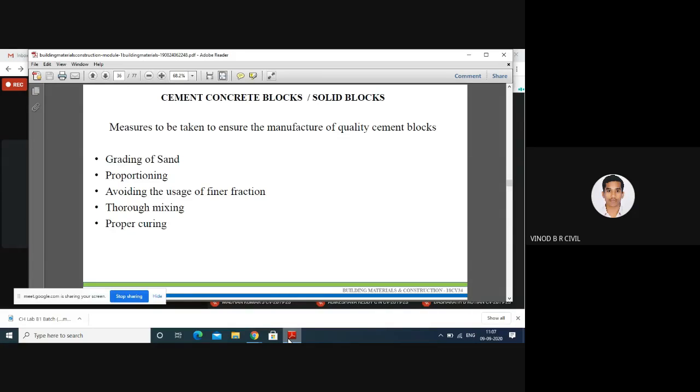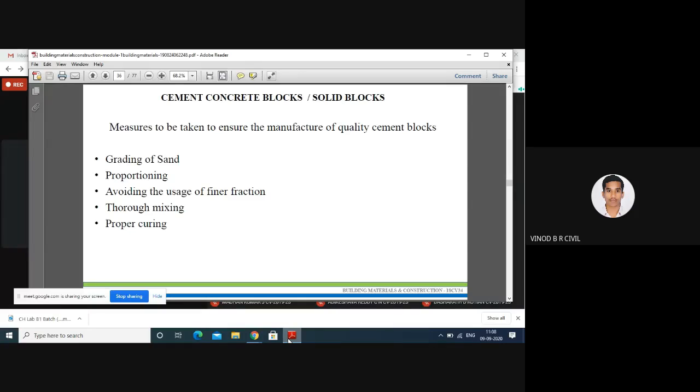Okay, the mix proportion should be correct. For some important buildings or structures, they go for 1 is to 2, 1 is to 3, 1 is to 4, 1 is to 5, like that. Some construction companies, to minimize the cement content, go for 1 is to 10, 1 is to 12, 1 is to 13, 1 is to 15, like that. It should be a proper mix proportion, then only can we expect a good result, meaning good strength of the concrete block.